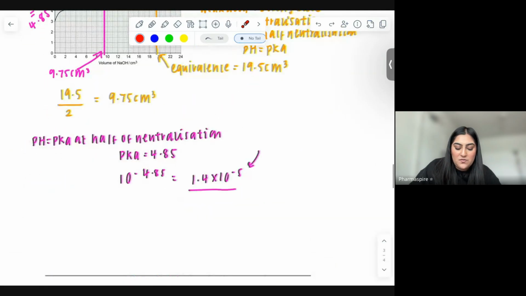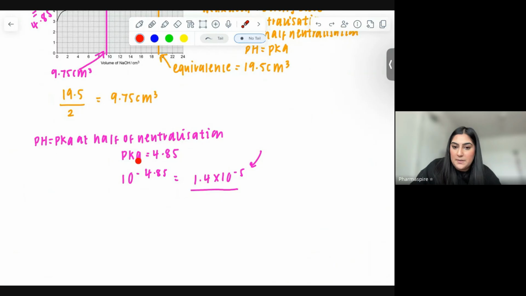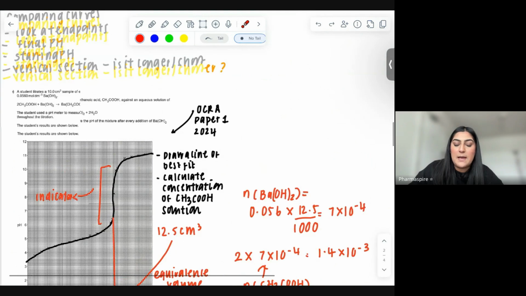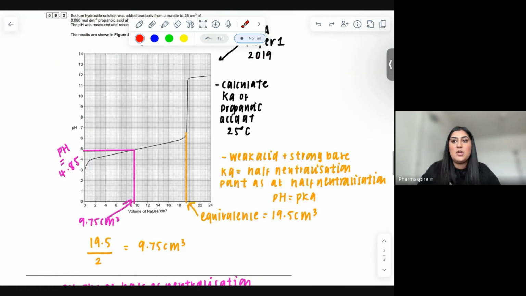If I know my pH is 4.85, I know that's equal to my pKa, to which I can do 10 to the power minus 4.85 to get my Ka. And that is probably the hardest question. Other than that, a lot of the time we're interpreting values and picking indicators. So that is pretty much it in a nutshell.